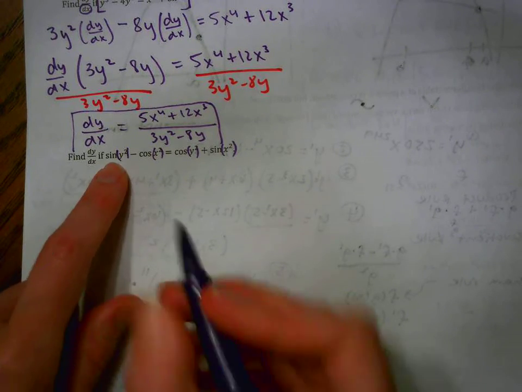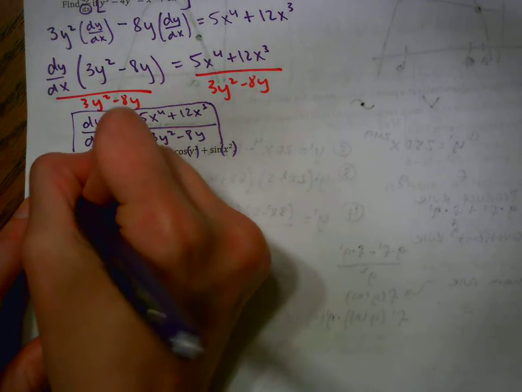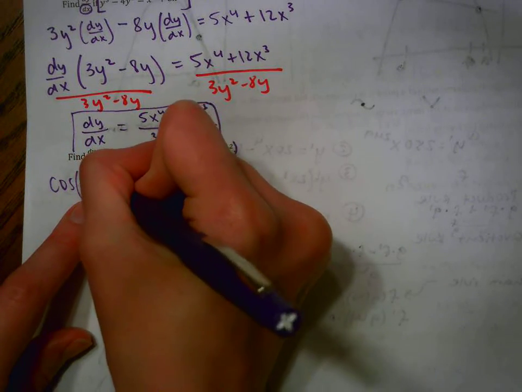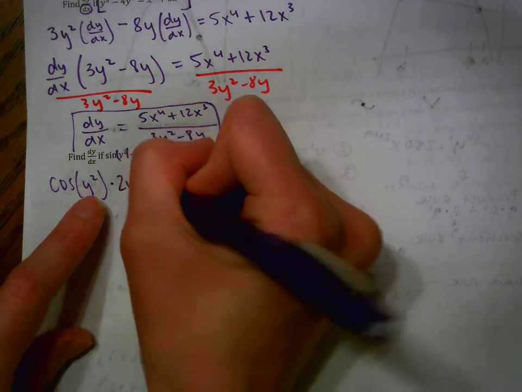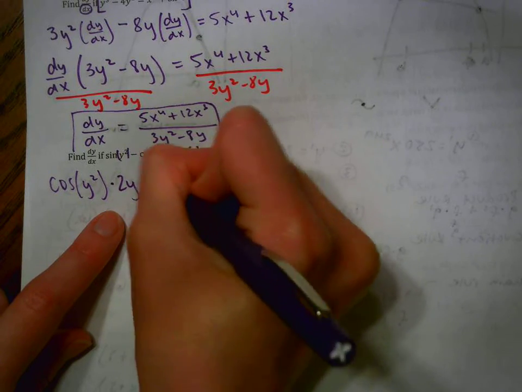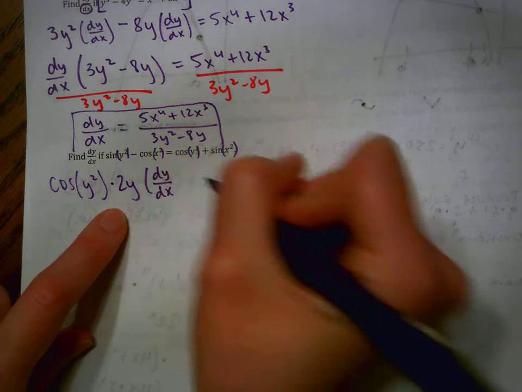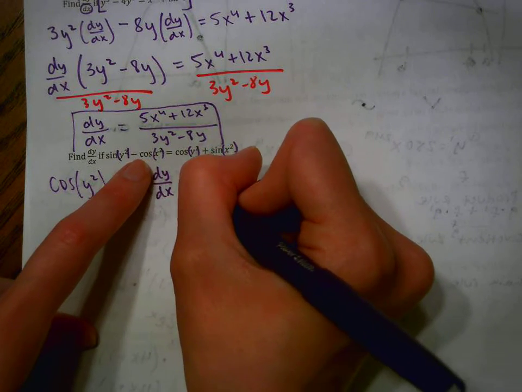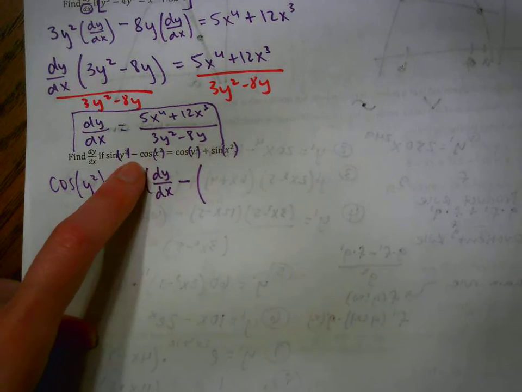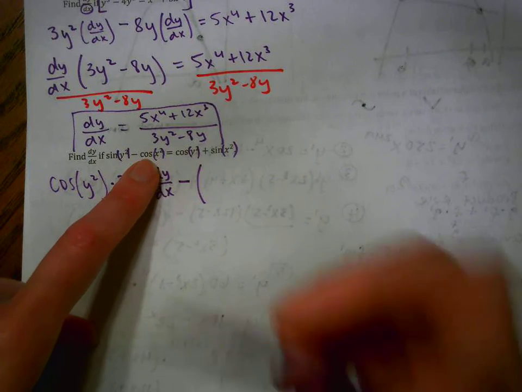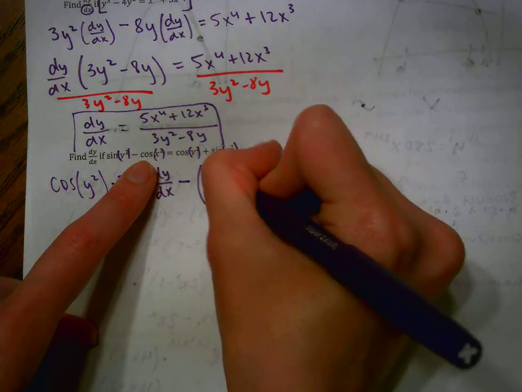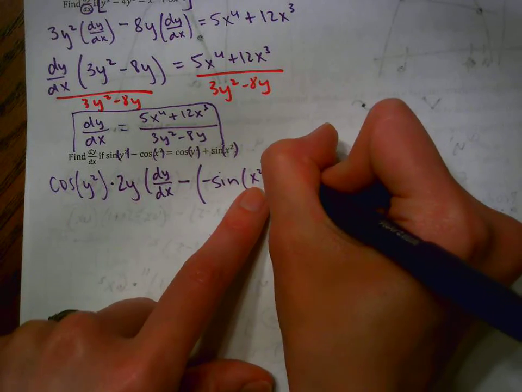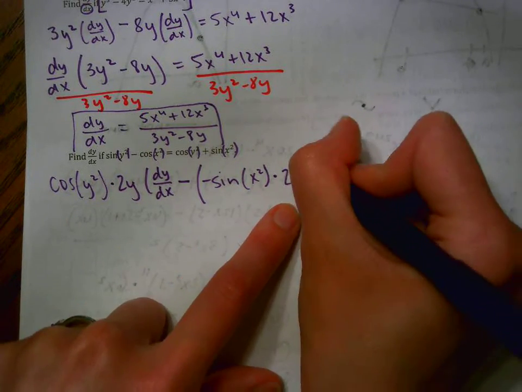When you do the first term, the derivative of sine is cosine. Keep the inside the same, times the derivative of the inside, which would be 2y, and then you need to write your dy/dx because that term had y. Do the same thing here, the minus, but then the derivative of cosine is negative sine. Keep your inside the same, times the derivative of the inside, so 2x, and you don't need to write dy/dx.